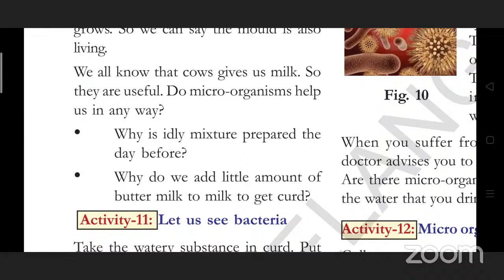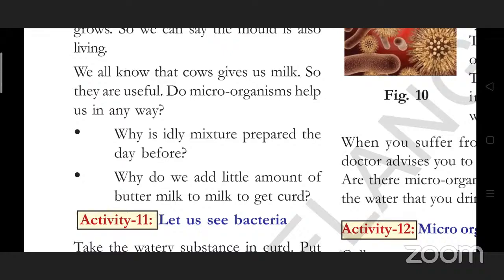After fermentation of the dough of the idli mixture, it can provide idli perfectly and smoothly. When you touch the idli, it should be very smooth to touch. So that is the reason we prepare its dough one day before, for fermentation.